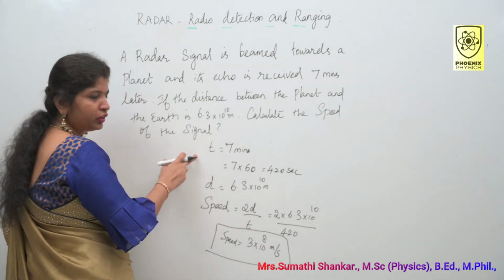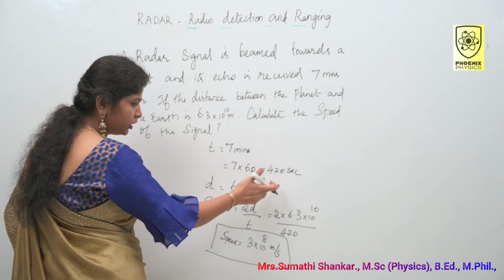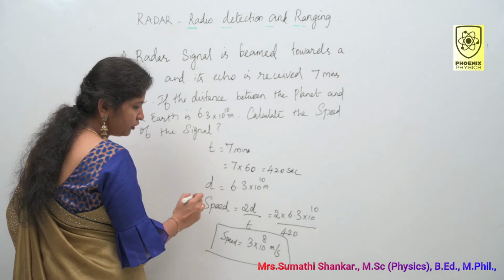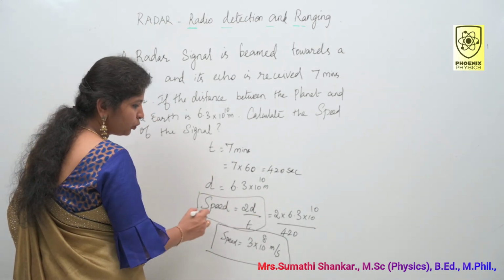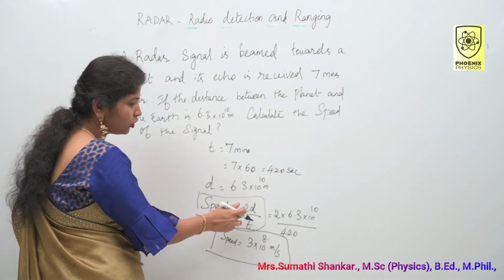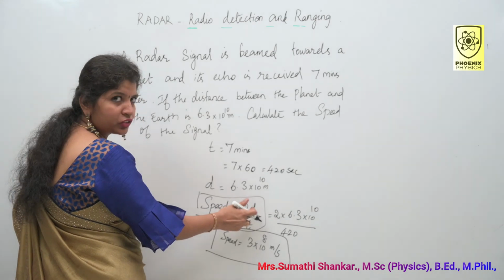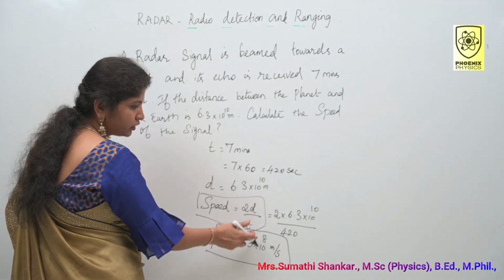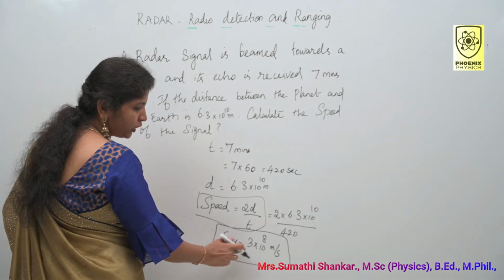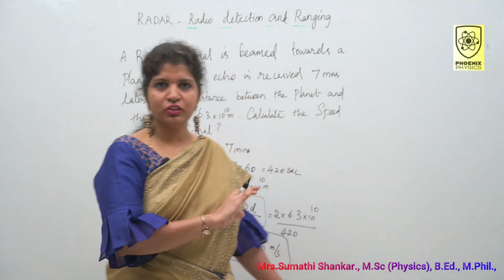Okay, so we are just converting the minutes into seconds, and d is given. Substitute all the values in the well-known formula, speed is equal to 2d by t. Why am I saying 2d? Because we are sending a radar signal, so instead of d, substitute 2d. Substitute the values and you get the result, speed is equal to 3 into 10 to the power of 8 meter per second. Up to this clear?